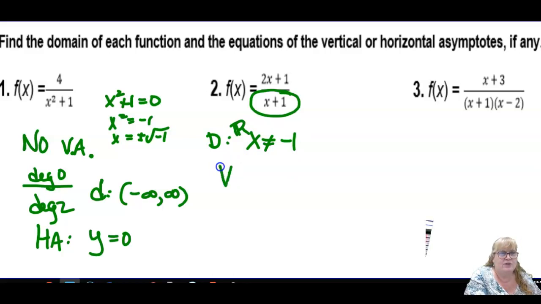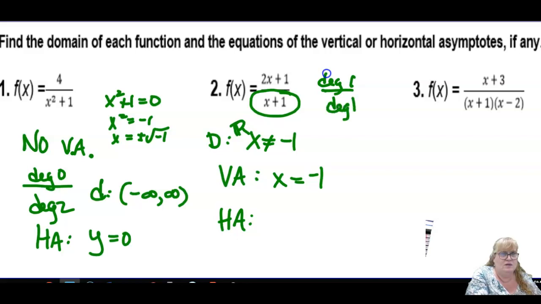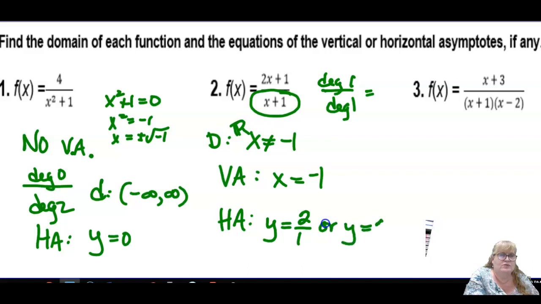The vertical asymptote, therefore, is at x equals -1. And the horizontal asymptote, well, again, this one is degree 1 over degree 1, so it's equal weight. So that means we have y equals leading coefficient of 2 over leading coefficient of 1, or just y equals 2 for our horizontal asymptote.